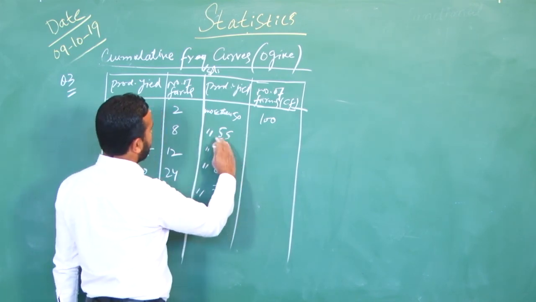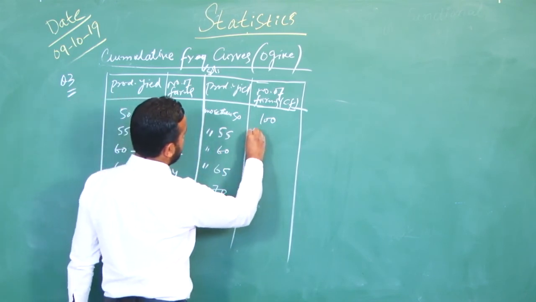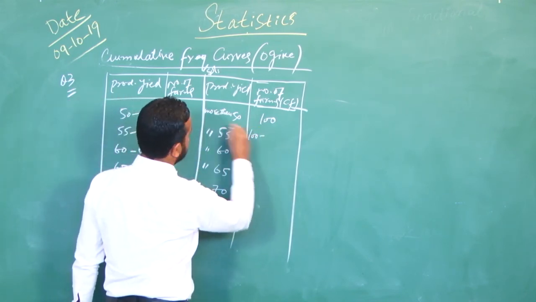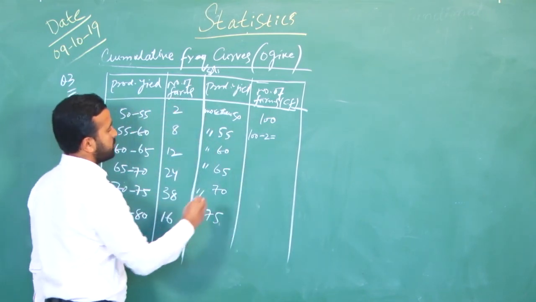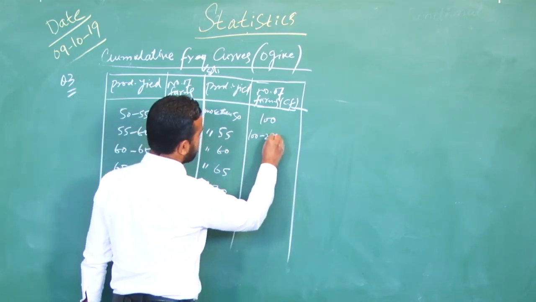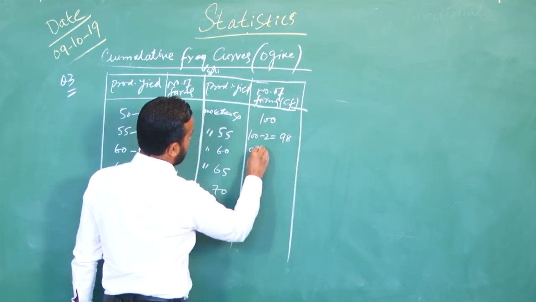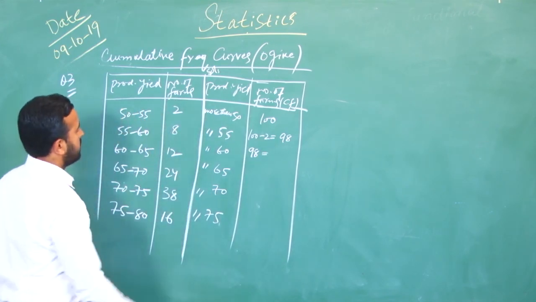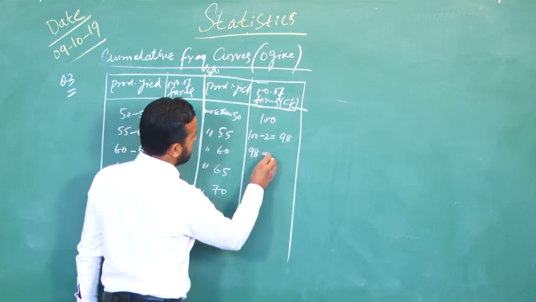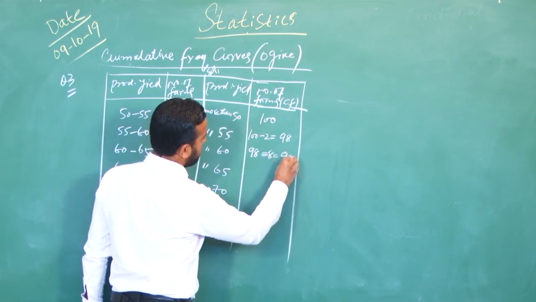in more than 55, we are excluding the first group, that is 50 to 55. So that is 100 minus 2. The frequency of the previous group is to be subtracted, as we have to exclude it. That is 98. Now, for the next, the frequency of the previous group is to be subtracted. Then it is 98 minus 8, that is 90.